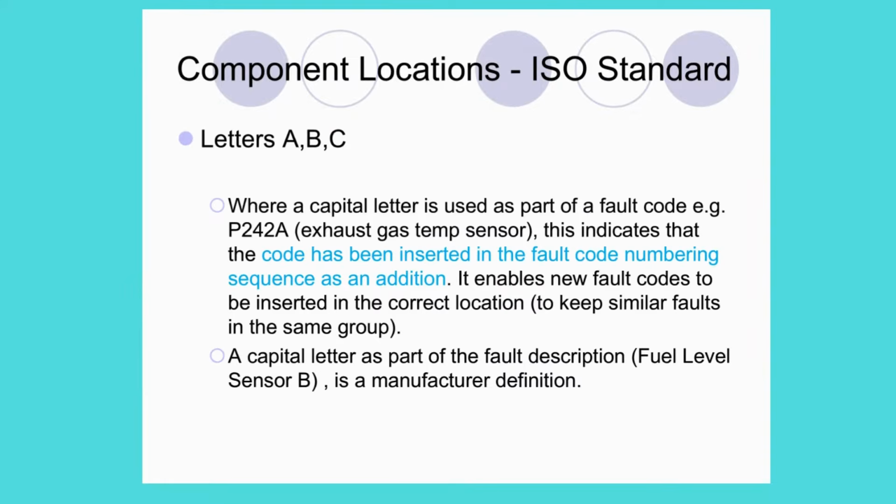The letters A, B and C. Where a capital letter is used as part of a fault code, for example P242A, exhaust gas temperature sensor, this indicates that the code has been inserted in the fault code numbering sequence as an addition. It enables new fault codes to be inserted in the correct location to keep similar fault codes in the same group. A capital letter as part of the fault description, for example fuel level sensor B, is a manufacturer definition.